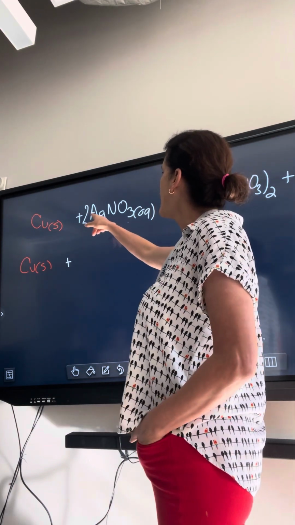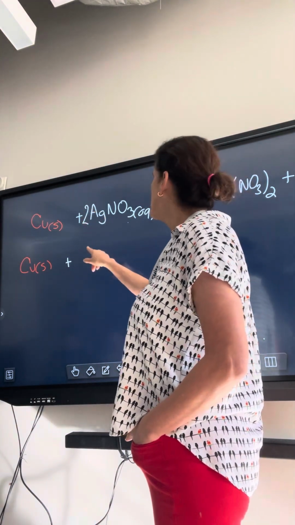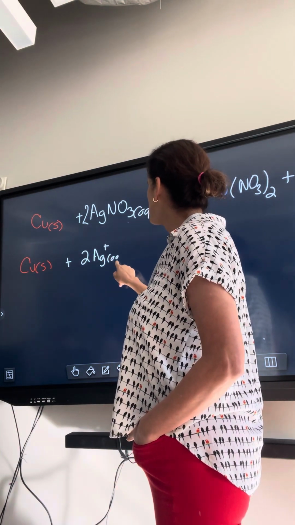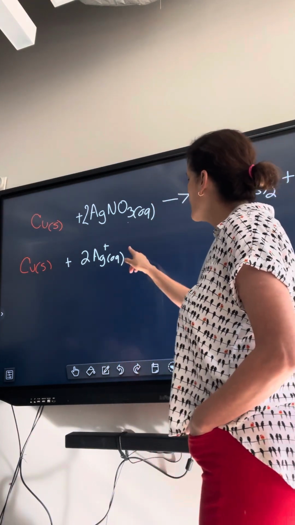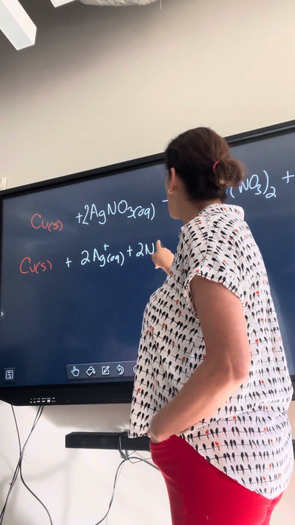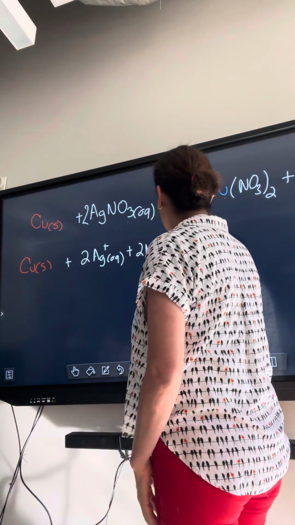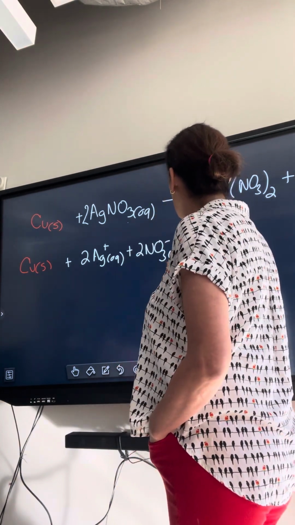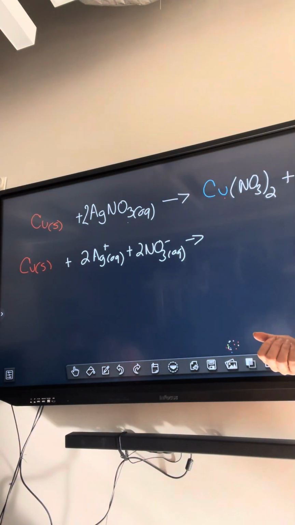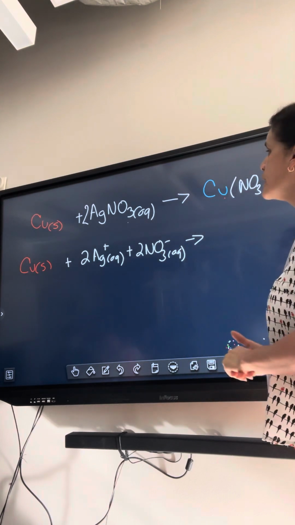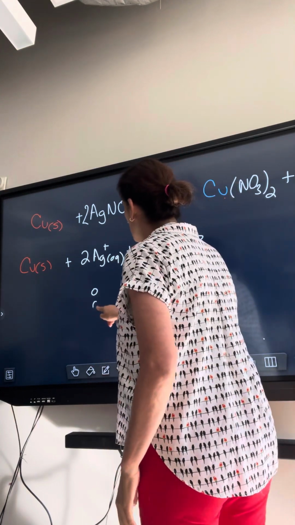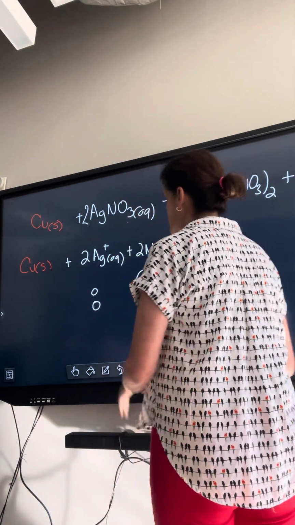Now, what did we have? How many silver ions did we have? 2. So I have 2 silver ions, and they're gonna be aqueous. And I'm gonna have 2 nitrate ions, because that's what you really had when we did the drawing, right? And that's gonna be aqueous. Ions are always aqueous if you have them like that. If they're separated. If it were a solid, it wouldn't separate, right? But this is aqueous, which means it is separated. You have 2 silvers and you have 2 nitrates in the solution.